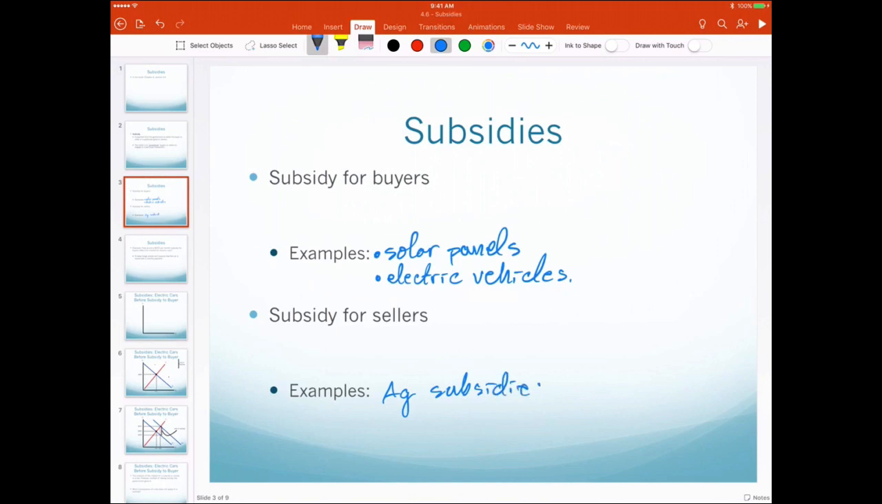An example of subsidies for sellers is ag subsidies. This is probably the most common. In fact, probably most subsidies given by the U.S. government are for agriculture. This is where you pay farmers to grow a certain crop. Probably the most famous agricultural subsidy is ethanol subsidies, or essentially subsidies that go to corn farmers.